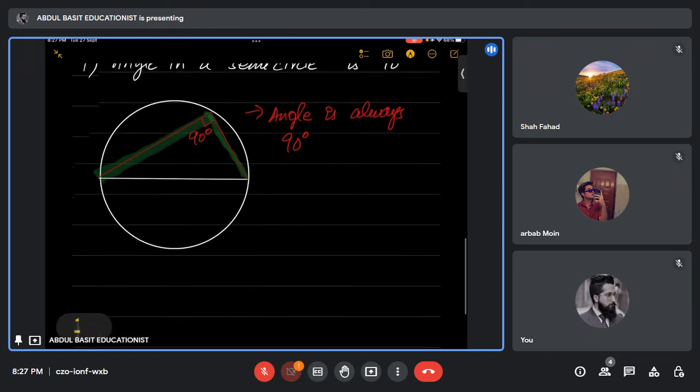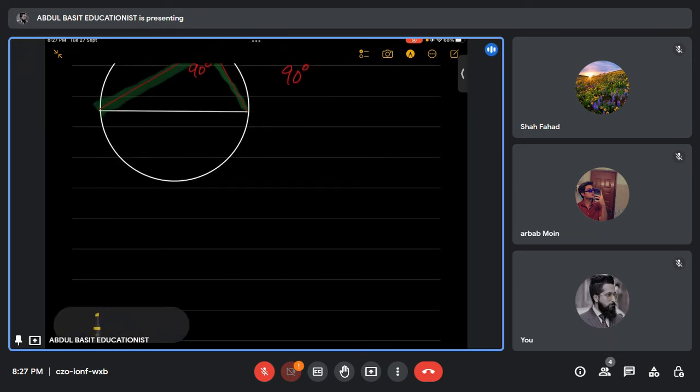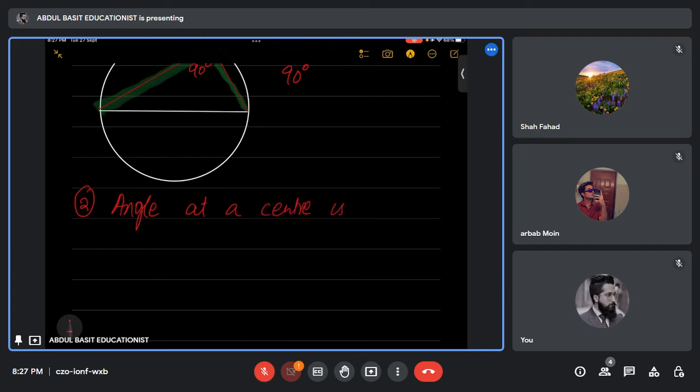That angle in a semicircle is 90 degrees. Okay. The second theorem we have, one by one we will discuss them. So the second part is: angle at a center is twice of angle at circumference. Right? So the angle at the center is twice the angle at the circumference.